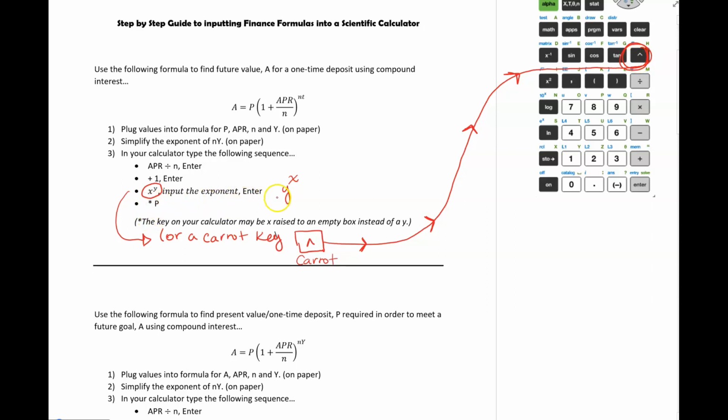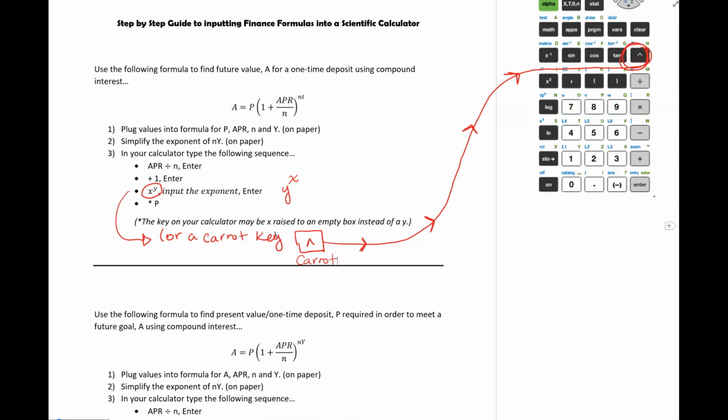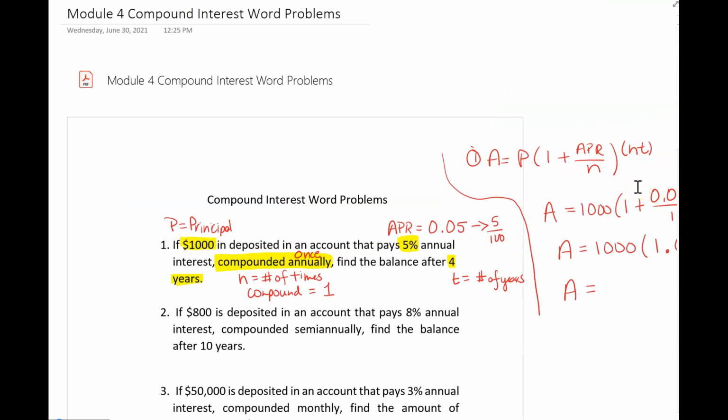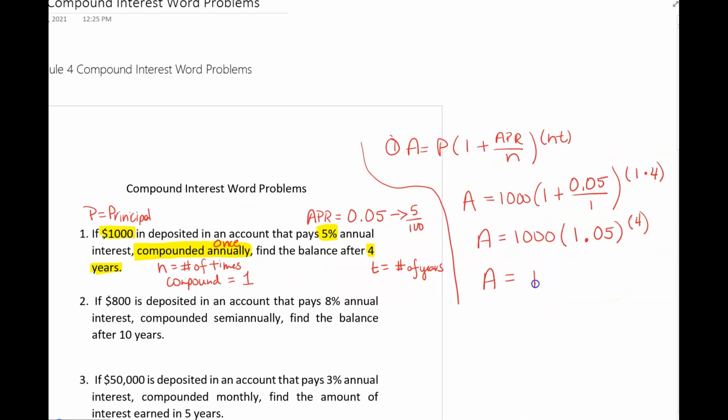Then after you raise it to the exponent, then you're going to multiply by p. Because remember, you do exponents before you do multiplication. So that's what I meant by order of operations. So entering that in the calculator, hopefully you come up with $1,215.51. Now, I really want you to have your calculator out and enter that in to make sure you get the right answer. Because like I said, that's one of the battles you have to face when doing Module 4.